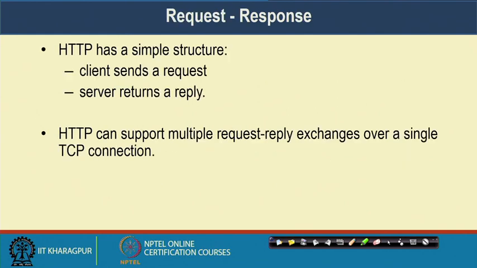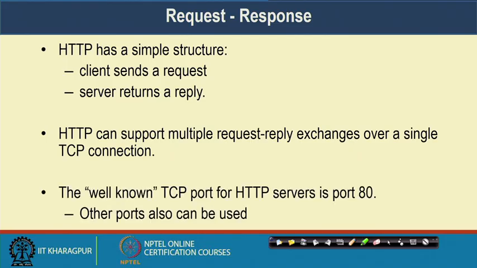So, it has a simple structure. A client sends a request, the server returns a reply, right. So, it is a very vanilla type of structure, a request response thing. HTTP can support multiple request reply exchanges over a single TCP connection, right. Like if I have one underlying transport layer connection, HTTP can support multiple request response exchanges over that particular connection. The well known port for HTTP is port 80, right. So, by default if you do not specify anything, the port is port 80, right, but other ports can be used.